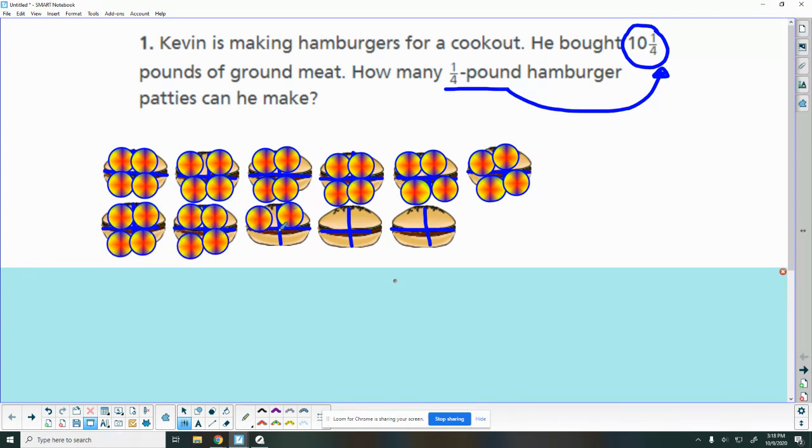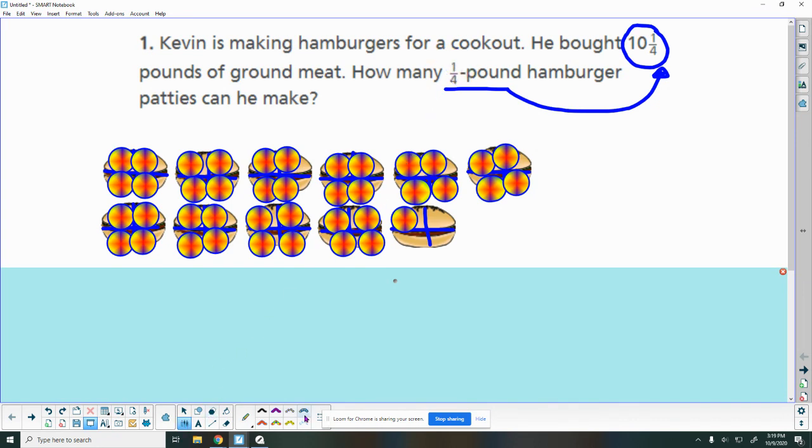So here is 8, 9, 10, and 1/4. So I have 1, 2, 3, 4, 5, 6, 7, 8, 9, 10 hamburgers and 1/4 of another pound of hamburger meat. So now I need to cut those into groups of 1/4, which I have already done. So now I can see here's 1, 2, 3, 4, 5, 6, 7, 8. I can continue on and count all of the parts that are shaded in since they were cut into fourths.